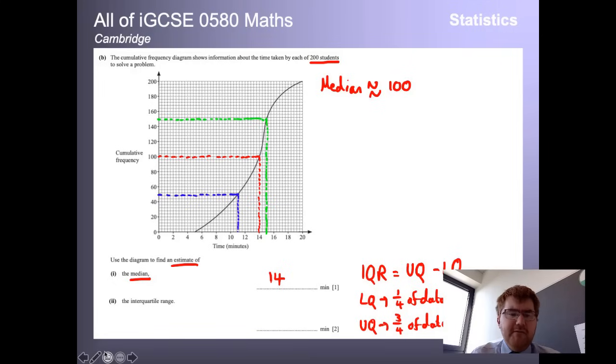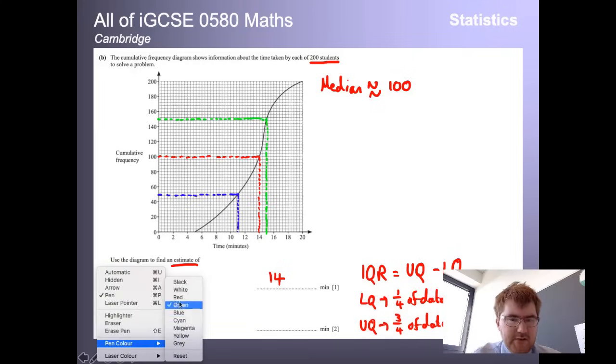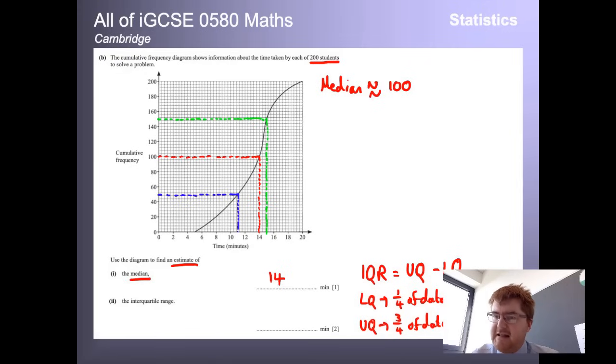They don't give you much room for error on this particular course, so just be careful. And now if we do the calculation, this is going to be 15 minus 11, which is equal to 4. So we can put 4 in there.